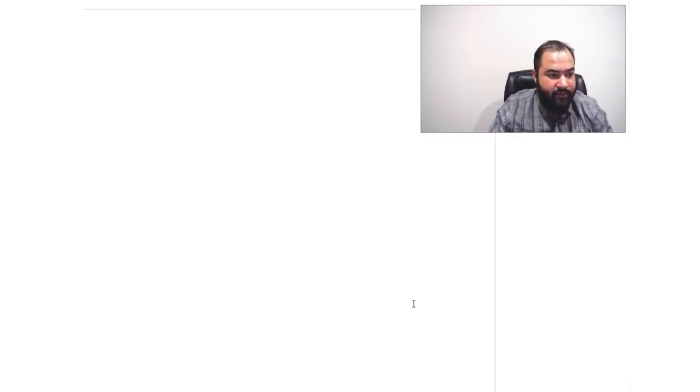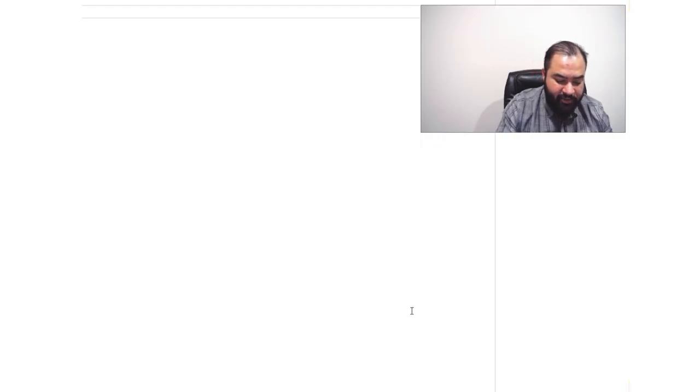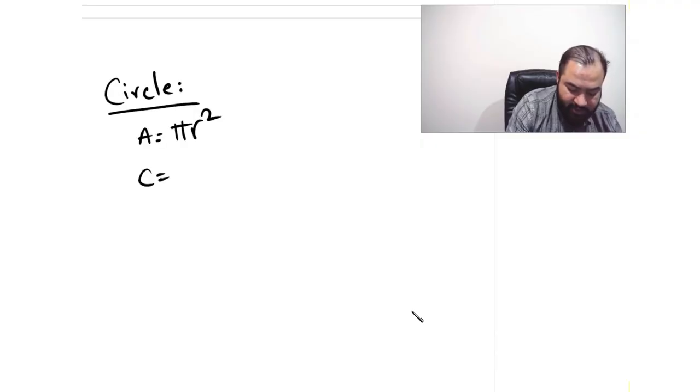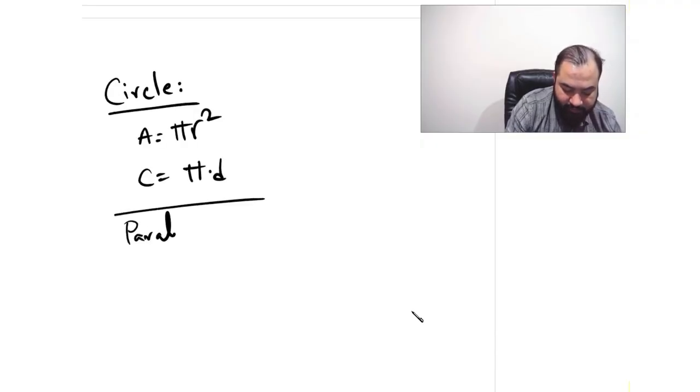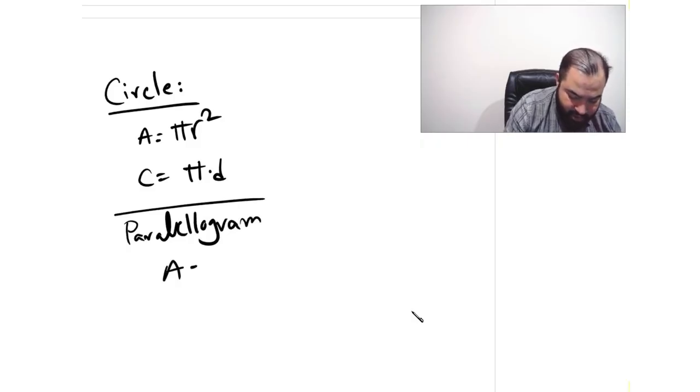Alright, that was it for the geometry. So as you can see, the things you have learned. So the circle, you know, pi r squared for the area. Circumference is pi times the diameter. Parallelogram, area is equal to the base times height, right?